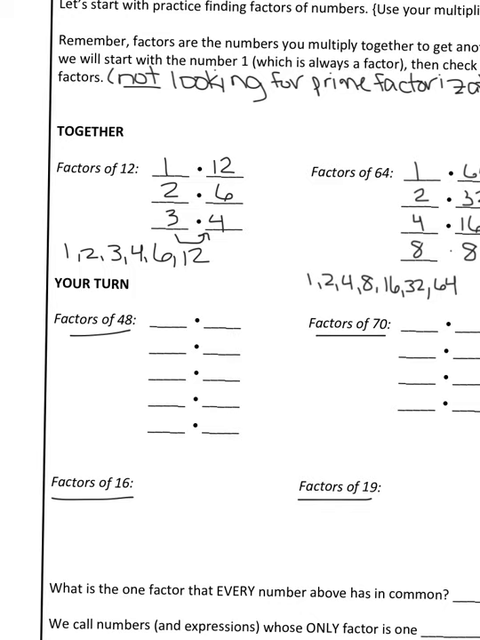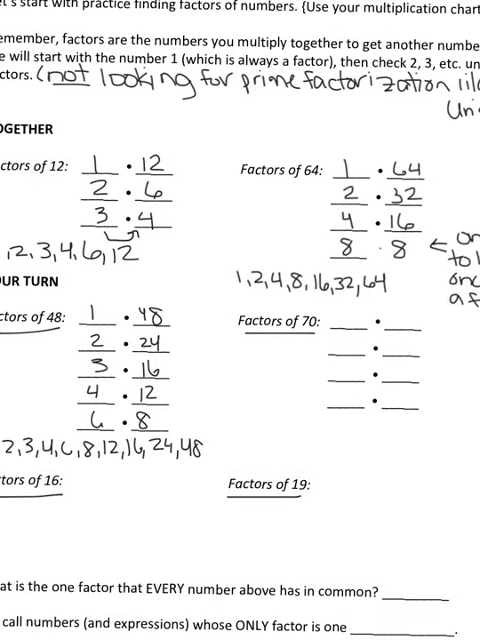All right, welcome back. So hopefully you have factors for all 4 of those numbers. Let's go ahead and take a look at what I got. So for 48, I got 1 times 48, 2 times 24, 3 times 16, 4 times 12, 6 times 8. So I have 1, 2, 3, 4, 6, 8, 12, 16, 24, and 48. For 48, those are all the factors.